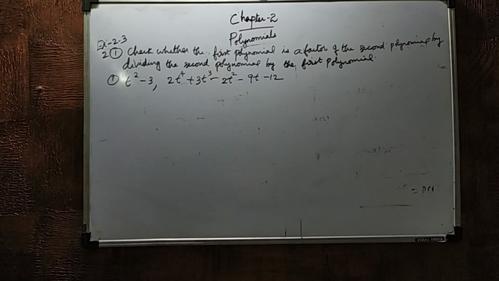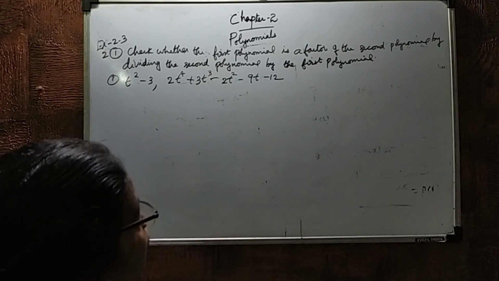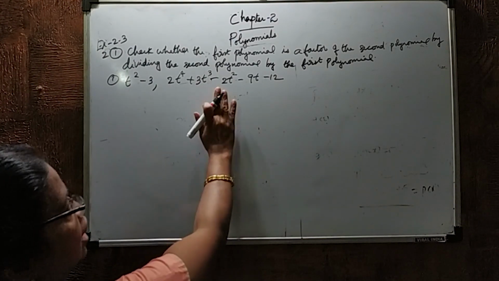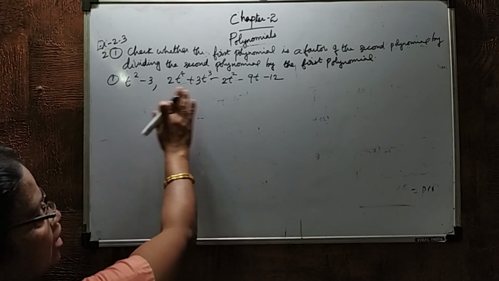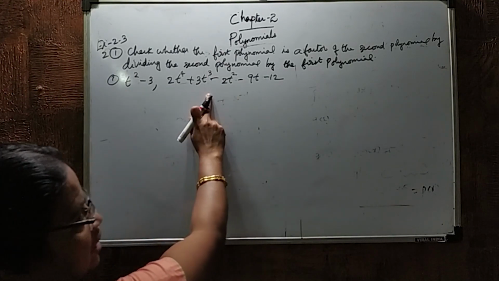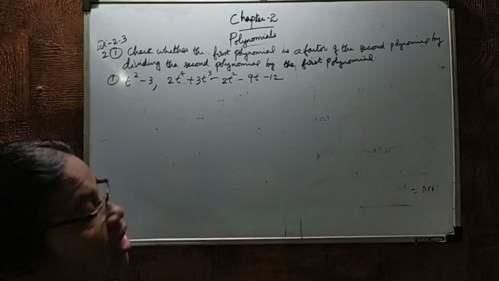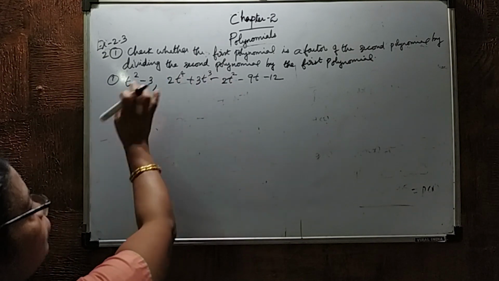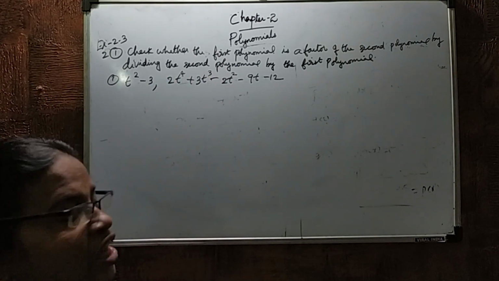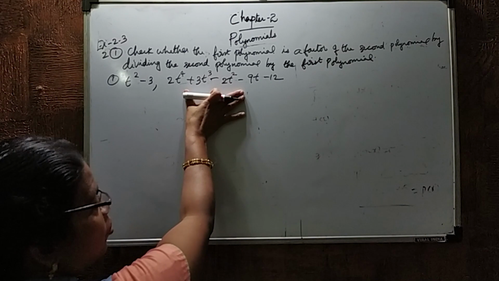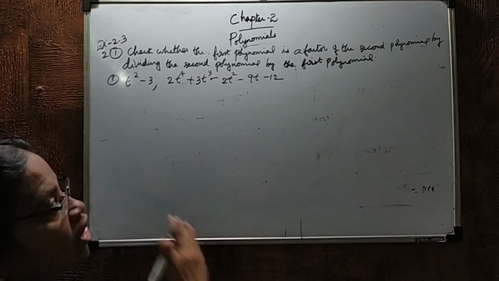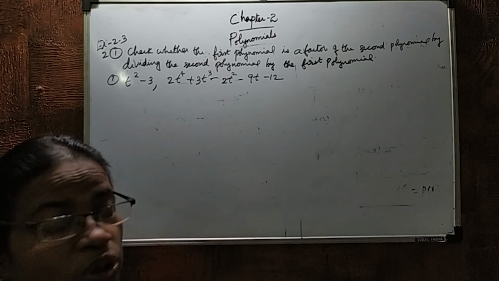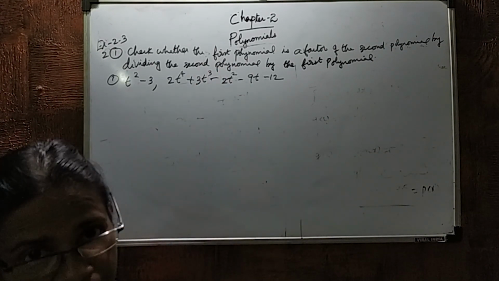Now just read the question. Check whether the first polynomial is a factor of the second polynomial. The first polynomial is this and the second polynomial is this. Check by how? By dividing the second polynomial by the first polynomial. What is the meaning? If you divide the second polynomial by the first polynomial, you have to get the remainder as 0, then only it will be a factor.